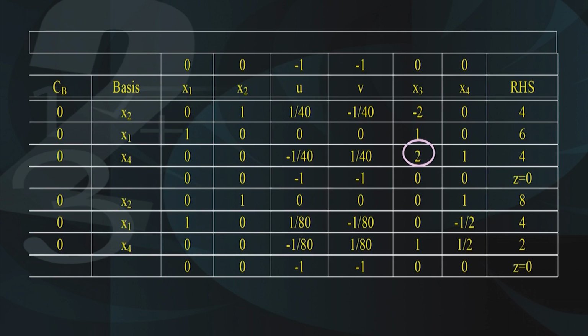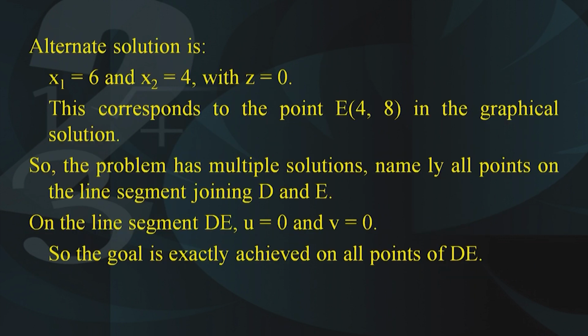And we find that when we perform another iteration, we get another solution. And what is that solution? This solution is shown in the second iteration of this slide, which gives us the answer as follows. The alternate solution is x1 equal to 4 and x2 equal to 8 with z equal to 0. This corresponds to the point E given by 4, 8 in the graphical solution. Therefore, the problem has multiple solutions, namely all points on the line segment DE. On the line segment DE, U is also 0 and V is also 0.